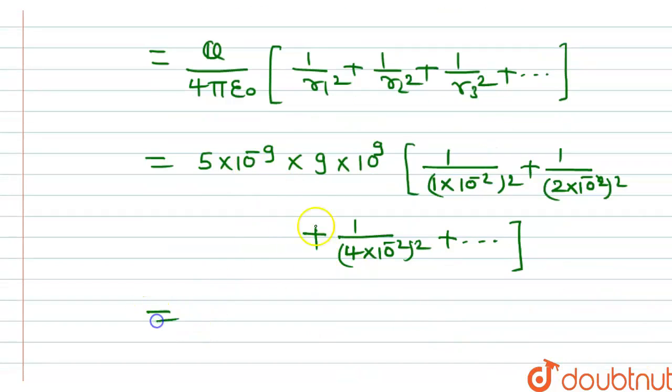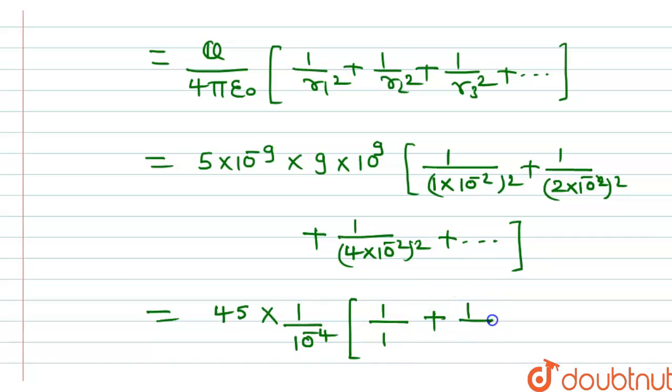Now here it will be 9 into 5, 45, into 10 raised to the power minus 2 square, it will be 10 raised to the power minus 4. So 1 upon 10 raised to the power minus 4 can be taken as common. In bracket it will be 1 upon 1 plus 1 upon 4 plus 1 upon 16 plus, and so on.